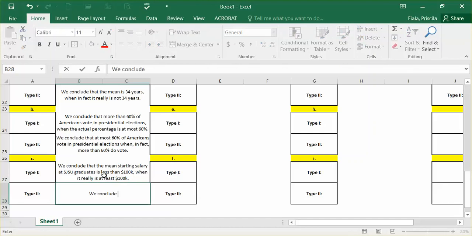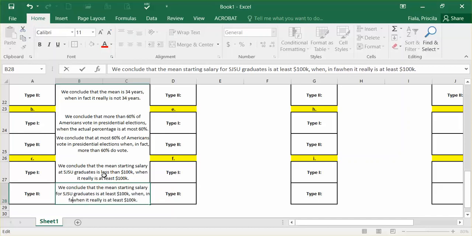A type 2 error would be, we conclude that the mean starting salary for graduates is at least 100K when in fact it is less than 100K.